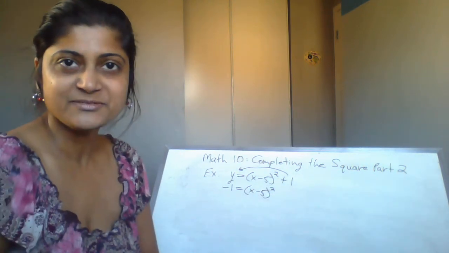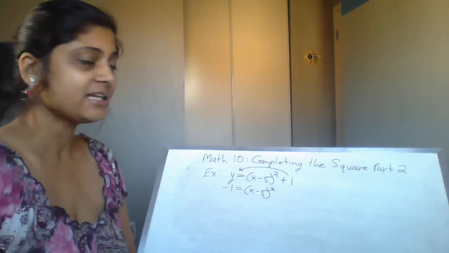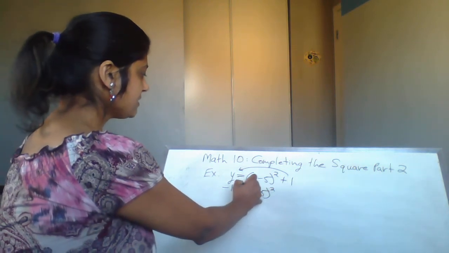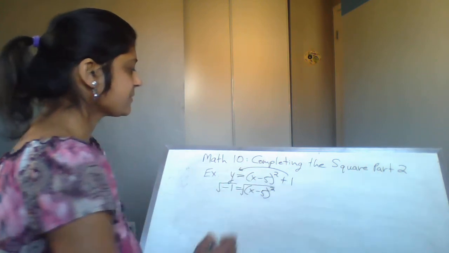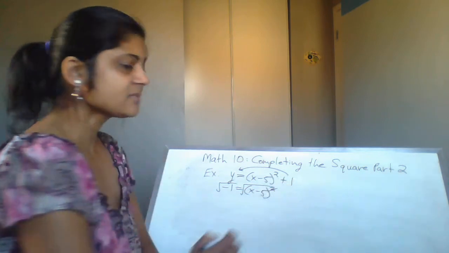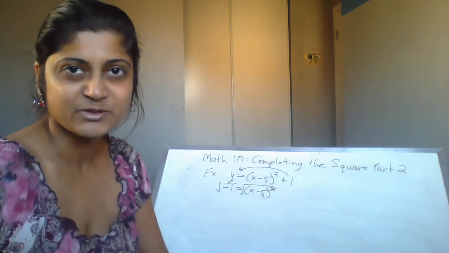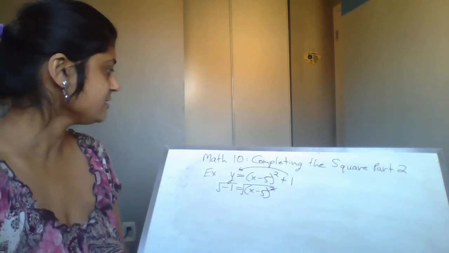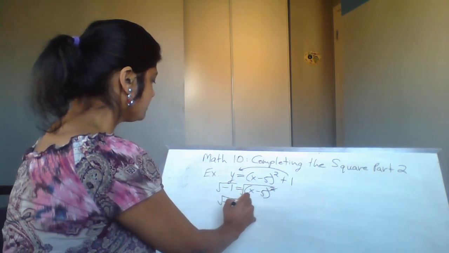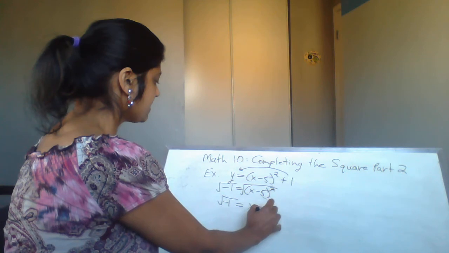Does everyone see that? Okay. And in the next step here, I'm going to try and get rid of the squared sign. The only way I could do that is by taking the square root on both sides. So I'm going to cross out the squared there. It gets rid of the squared sign, and this is actually what I'm left with. So I'm left with the square root of negative 1 equals x minus 5.